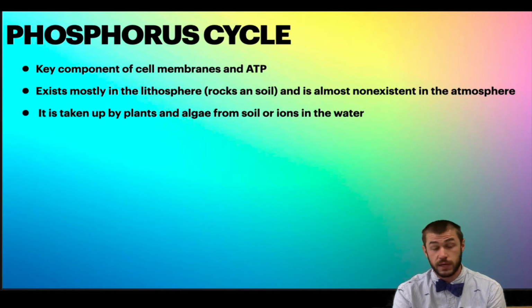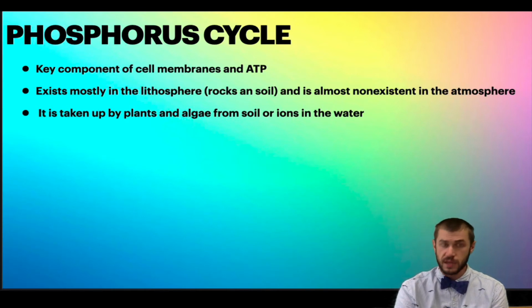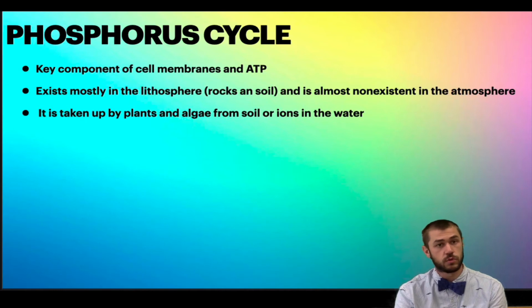Unlike carbon and nitrogen, there's really no meaningful amount of phosphorus in the atmosphere. It mostly exists in rocks and soils and as ions in the water that are brought with water from runoff. So plants take that up either directly from the soil in the case of terrestrial plants, or as ions from the water in the case of algae or aquatic plants. And animals and other consumers get it from those plants.